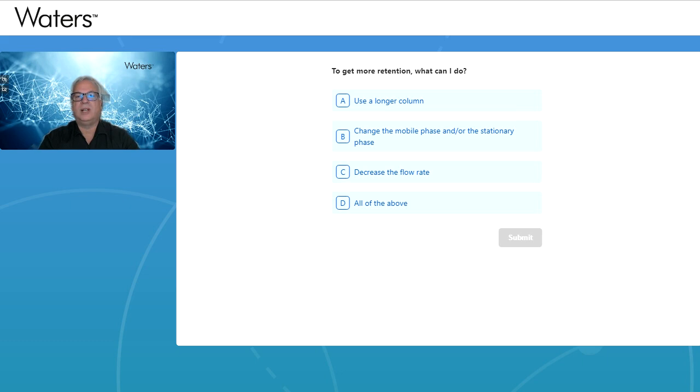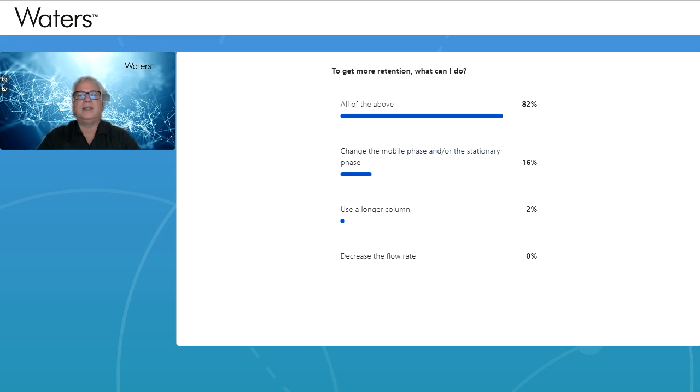Okay, so I will go fast. I've seen that many people choose all of the above, 82.4%. I know this is the most popular answer. I see 15.7% says you need to change your mobile phase and or stationary phase, which is the correct answer. So B was the correct answer. And now we will see why.